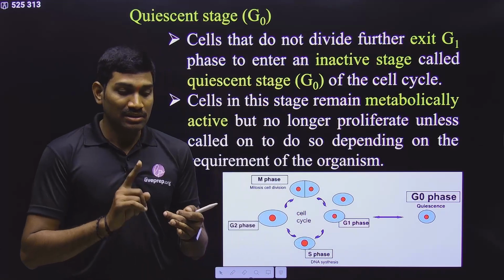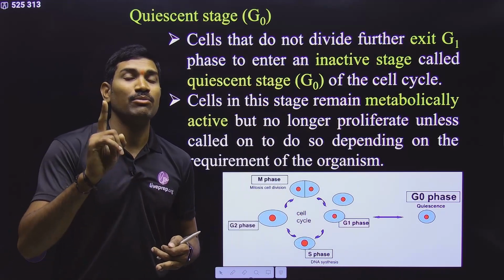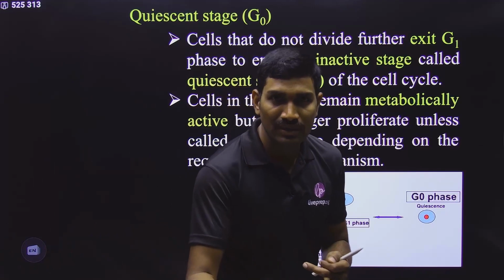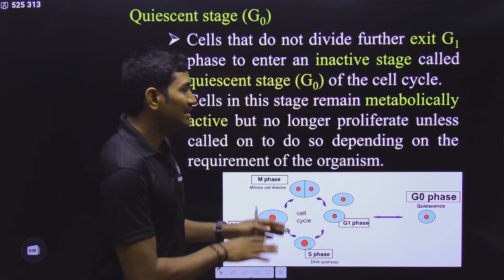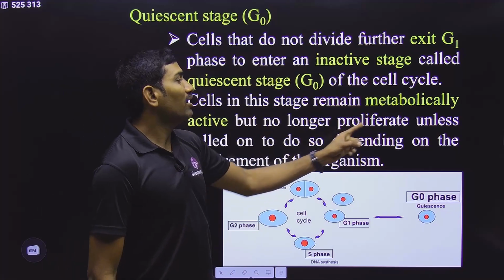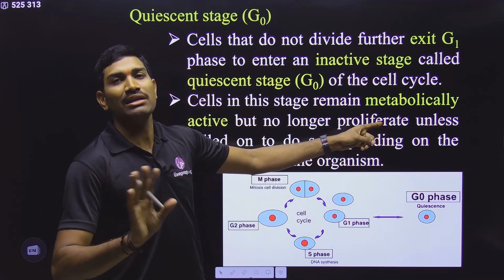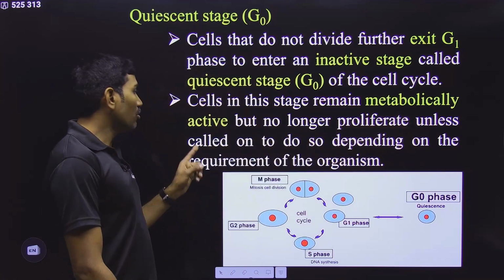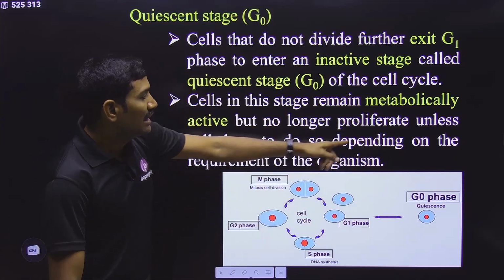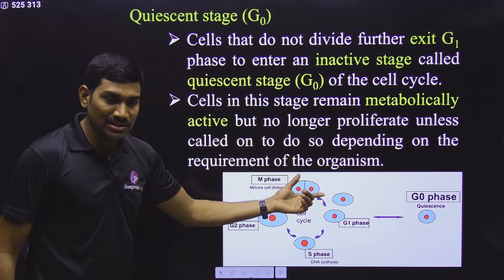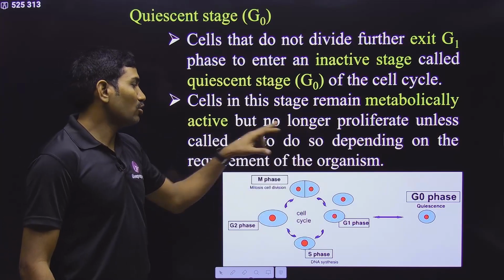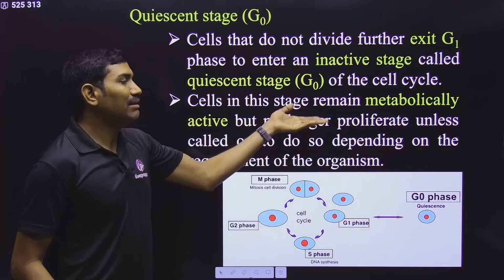But since it is a living cell, it is metabolically active. Don't make a mistake. It is metabolically active. That's why it is able to live. And generally it is not dividing. And here they gave a sentence: they no longer proliferate. That means they do not divide unless called on to do so depending on the requirement of the organism. Please understand the meaning. If they are not called for division, they will not divide.